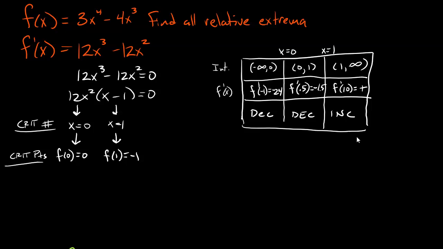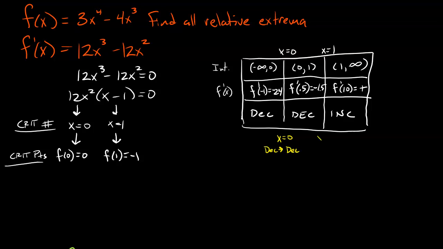Now, according to this, our graph goes down, flat, up. Well, I know I'm going to have a relative min here. I like to make these little sketches to help me visualize it. You don't need to. I do know that at x equals 0, it goes from decreasing to decreasing. So it's nothing. It's not a max or a min.